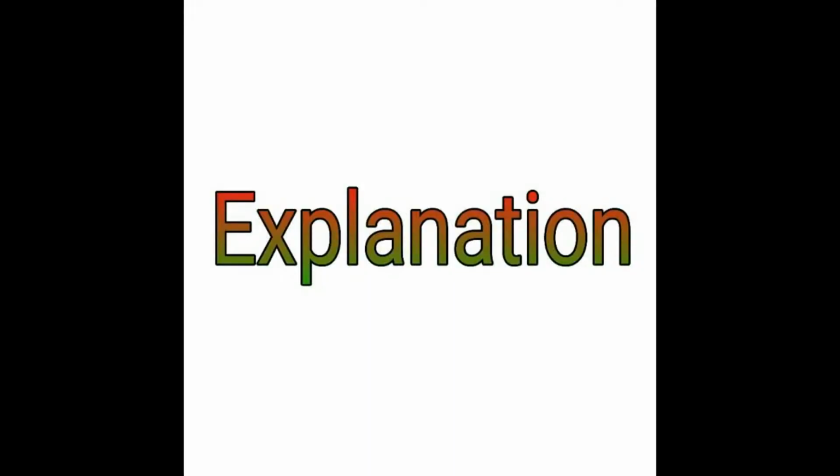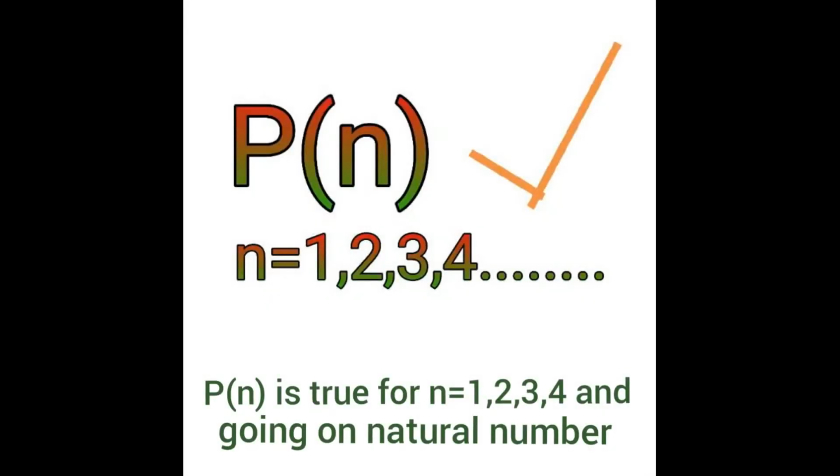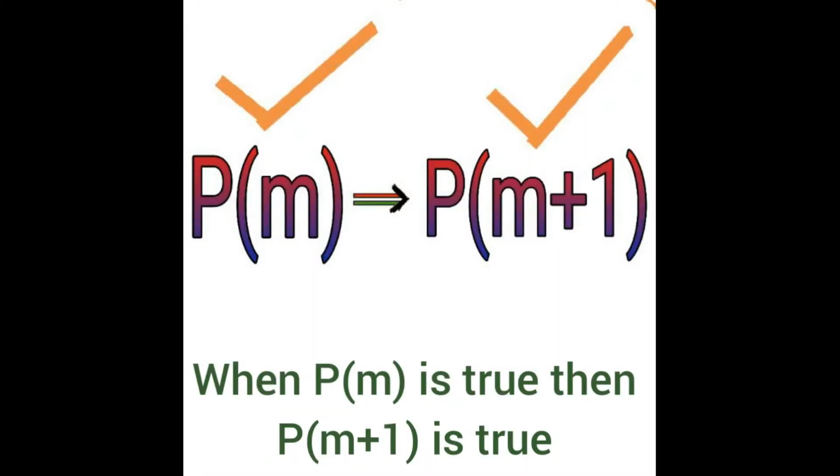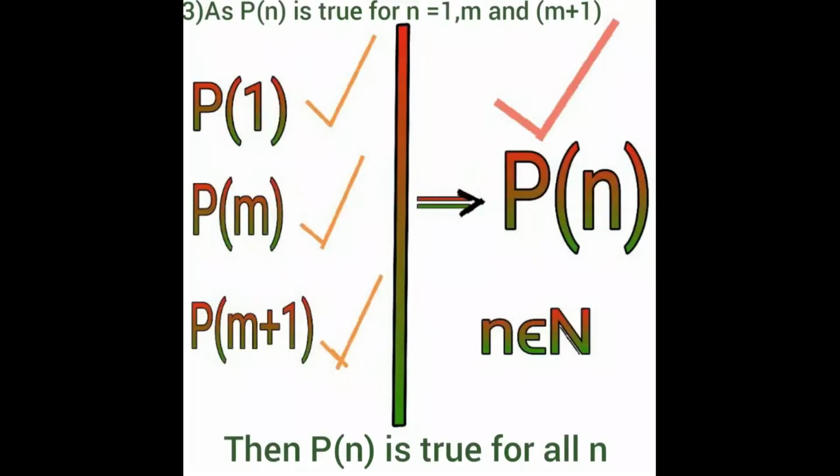Explanation. 1, P(n) is true for 1, 2, 3 and going on, natural numbers. 2, if P(m) is true, then P(m+1) is true. 3, as P(n) is true for n equal to 1 and m plus 1, so P(n) is true for all n belongs to N.